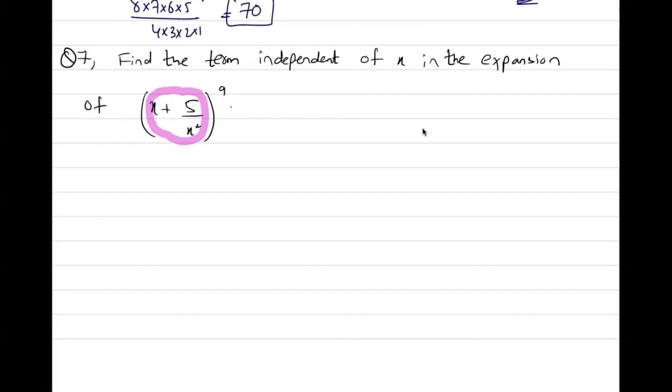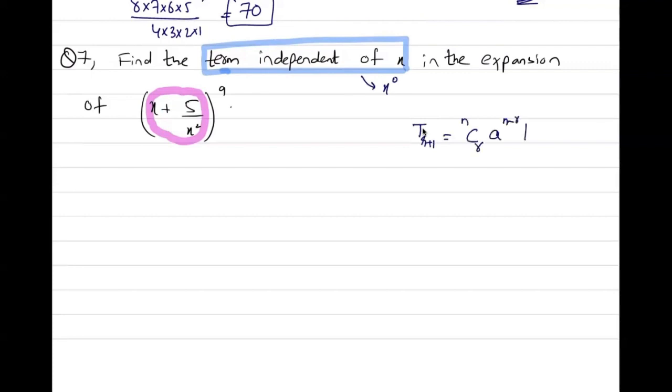If you are asked to find the term independent of x, what is the meaning of the term independent of x? Is it x to the power of 0? Yes, x to the power of 0. And do you recall the formula that we did for a particular term in the last class? The particular term, T(r plus 1), equals nCr times a to the power of n minus r times b to the power of r. The first term to the power of n minus r and the second term to the power of r, right? So I'll apply the same formula over here.